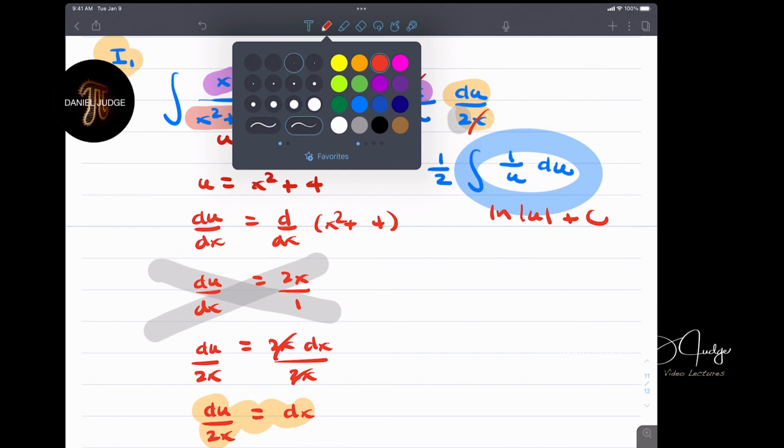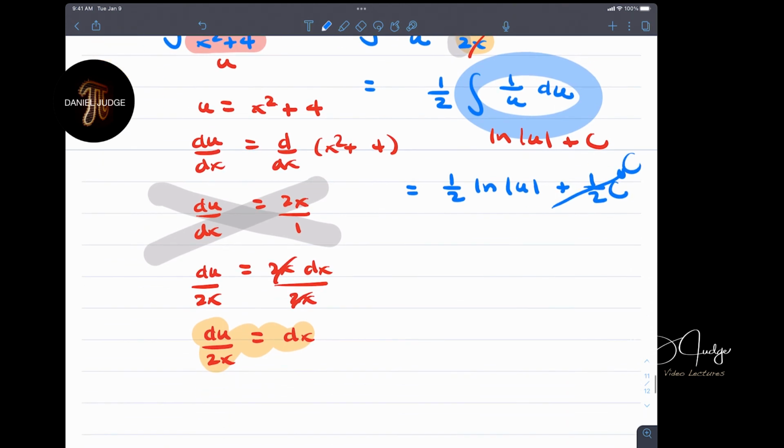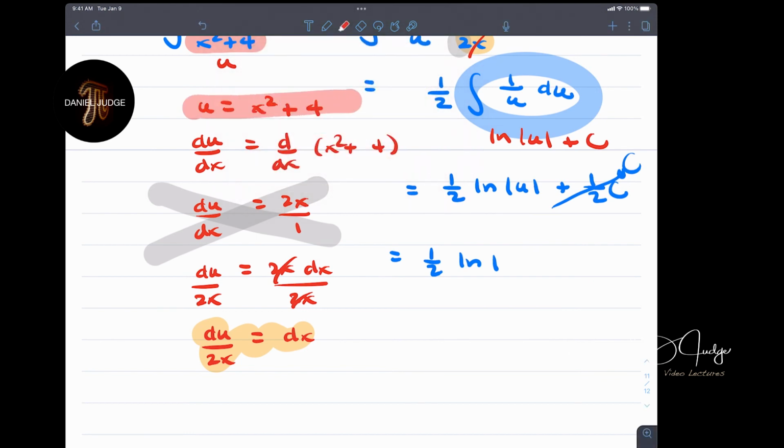So that constant now, 1/2 natural log absolute value. Now you say, Mr. Judge, that's just a constant. It is. 1/2 natural log absolute value. Now remember, u is x squared plus 4. And which you can see now, that absolute value becomes a parentheses.